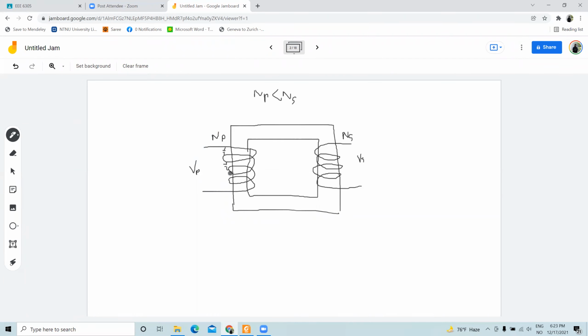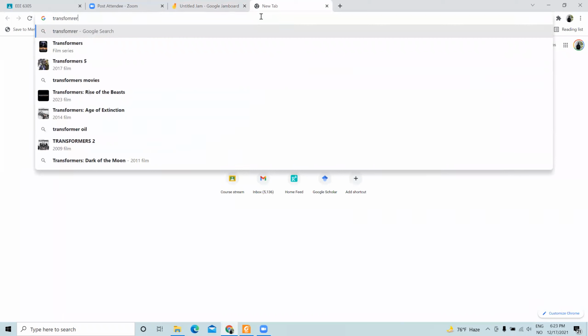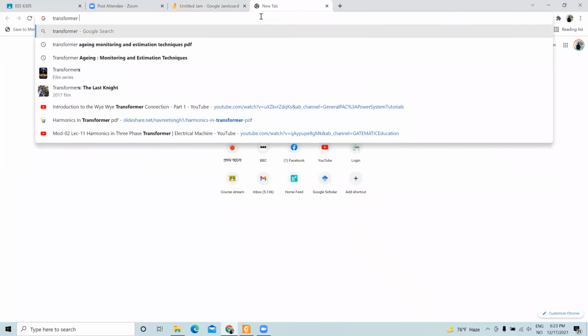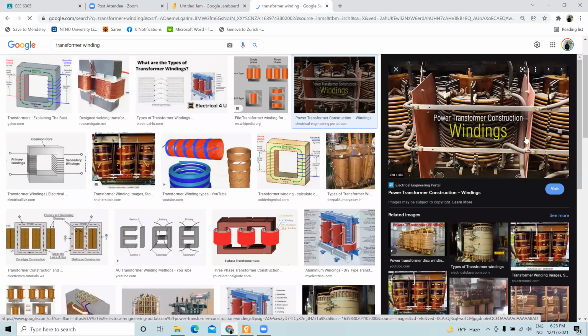Do you know that there is also a capacitor that exists between the windings? No, sir. Okay, so let's say the transformer winding. The actual winding of a transformer looks like this, right? Can you see my drawing? Yes, sir.